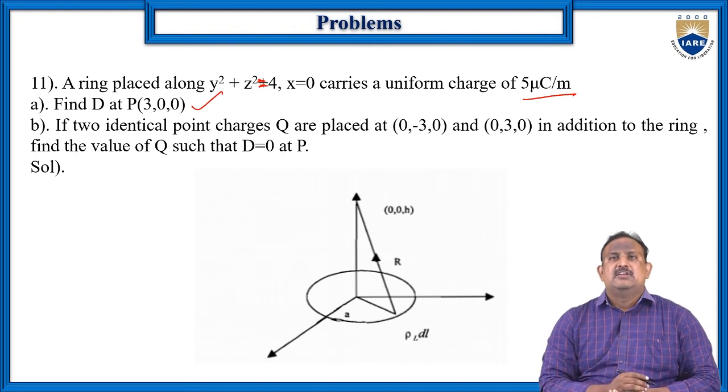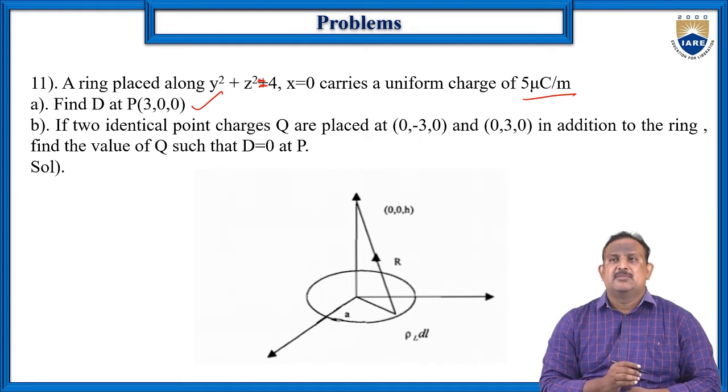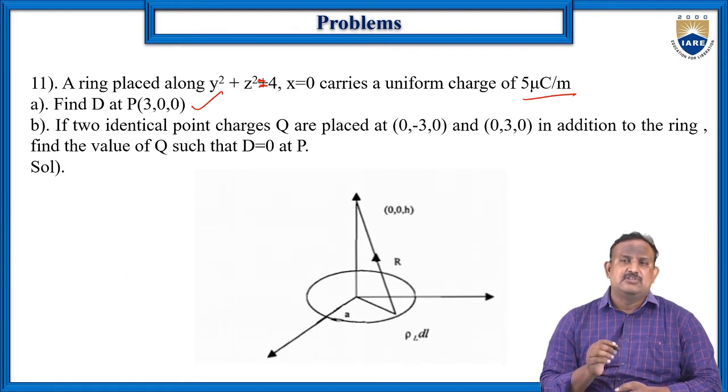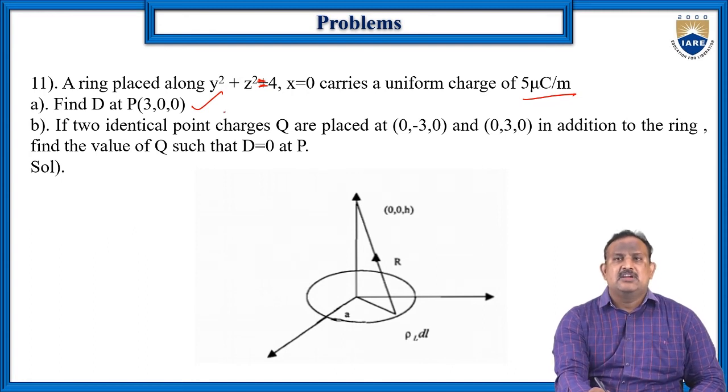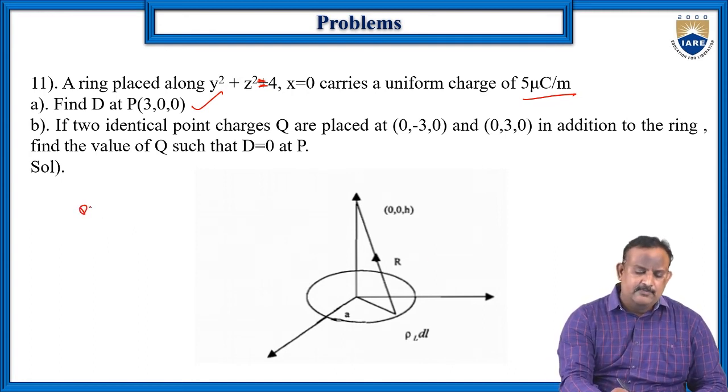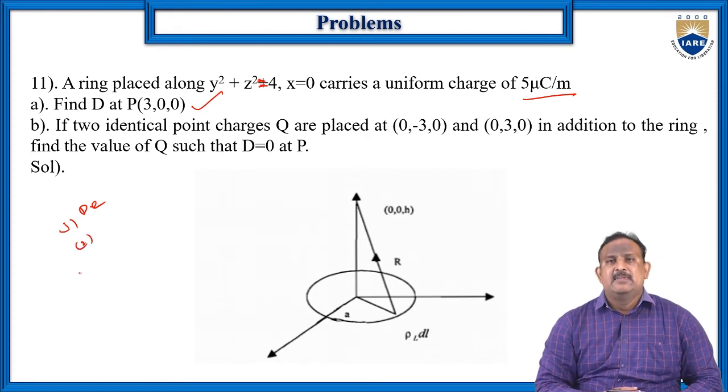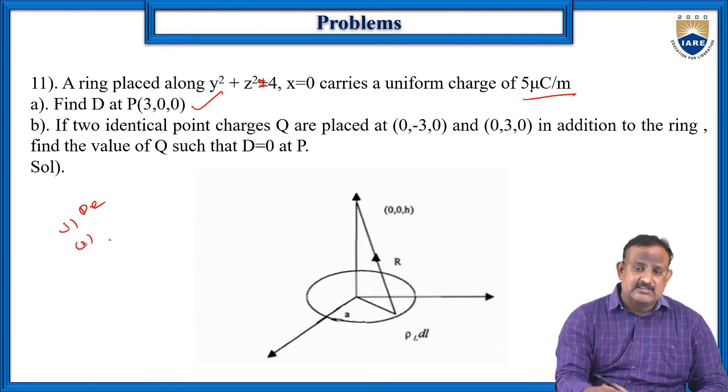Then the second one: if two identical point charges Q are placed at (0, -3, 0) and (0, 3, 0) in addition to the ring, we need to find out the value of Q such that D is equal to 0 at P. So first, we need to find out the electric flux density due to the ring. In the second condition, we need to find out the electric flux density due to the ring plus the point charge.